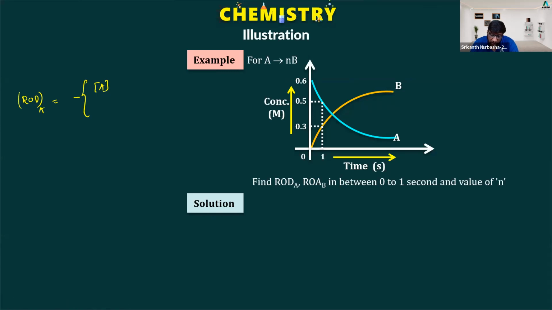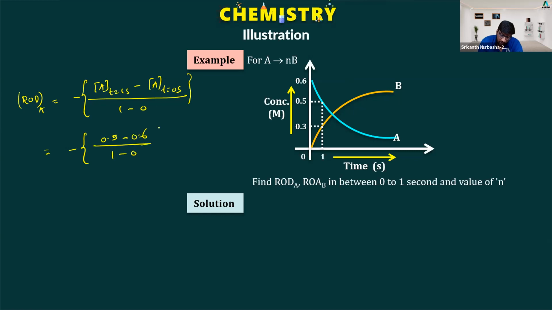Concentration of A at time t equal to 1 second minus concentration of A at time t equal to 0 seconds, whole divided by 1 minus 0. So minus of, what is the concentration of A at t equal to 1 second? 0.5. Concentration of A at t equal to 0 seconds is 0.6, divided by 1 minus 0. Minus of minus 0.1, minus of minus becomes plus. So 0.1 molar second inverse. That is nothing but your rate of disappearance of A.